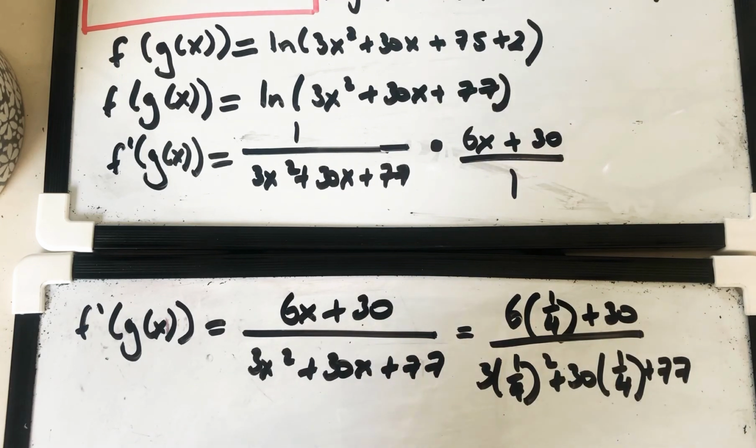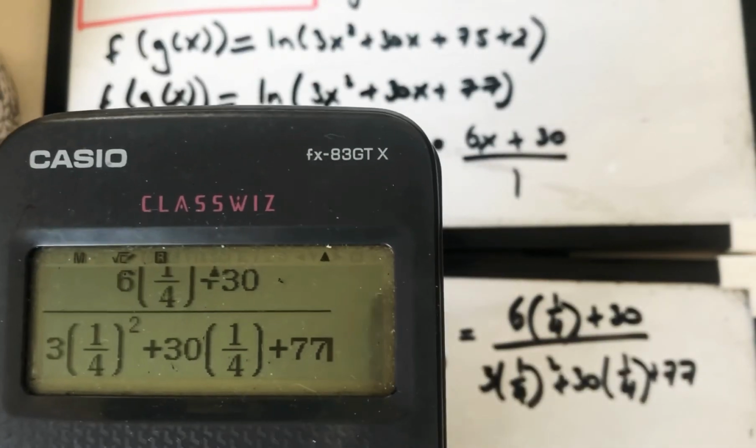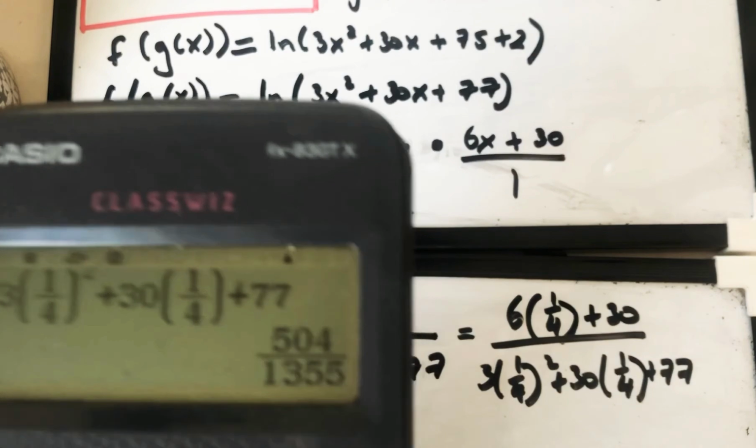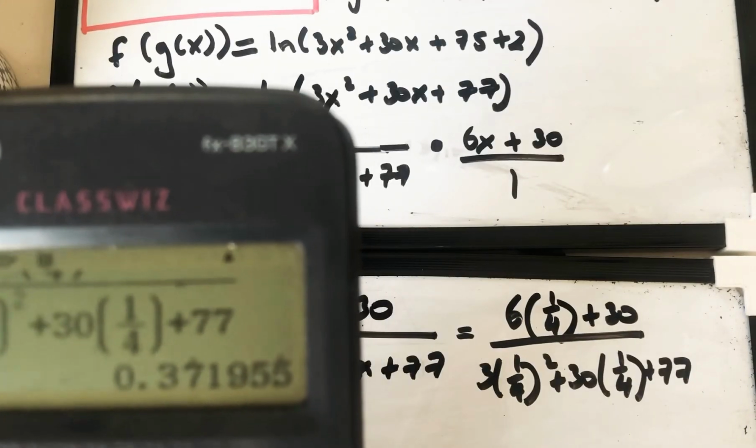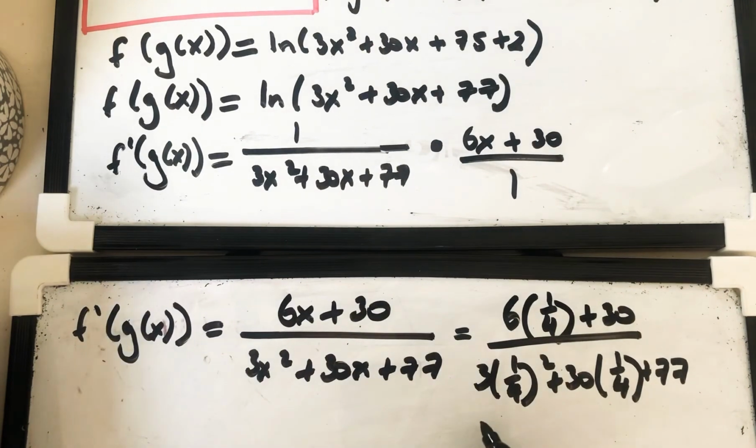3 by, plus 77. So I've typed it in exactly as I have it. I hope you can see that. Then press the SD button to get rid of our fraction. We have 0.37. So there we go. Our answer is equal to 0.37.